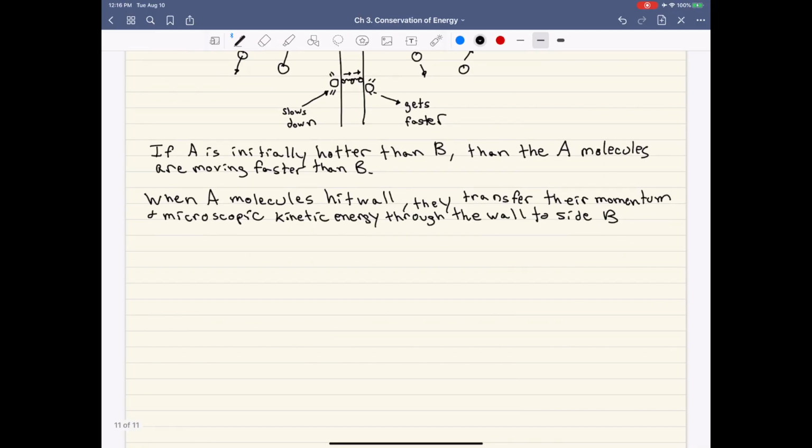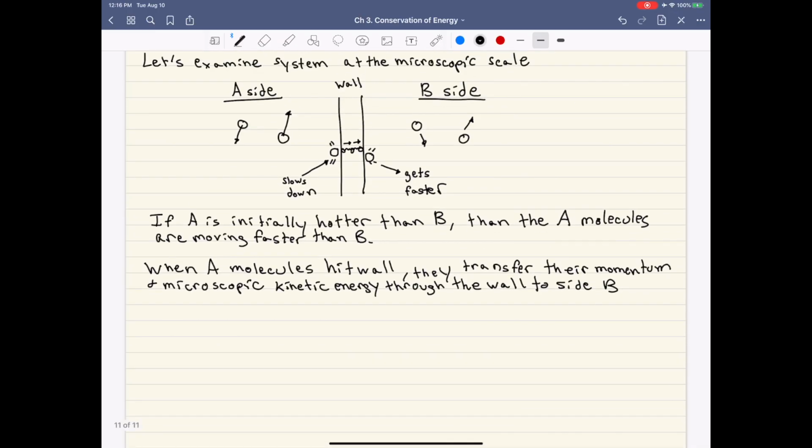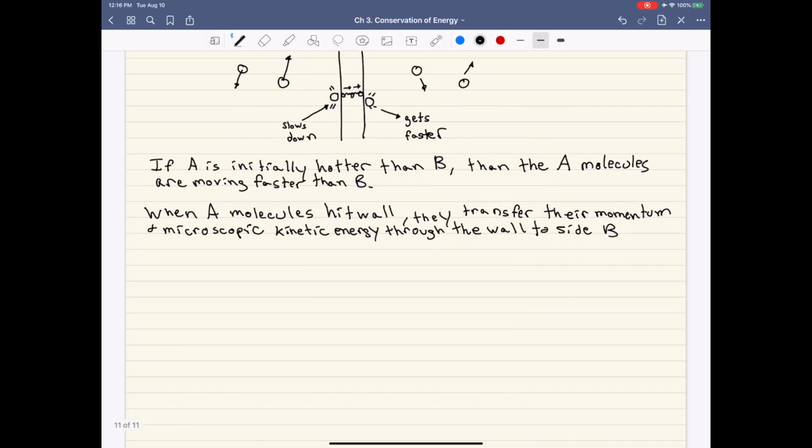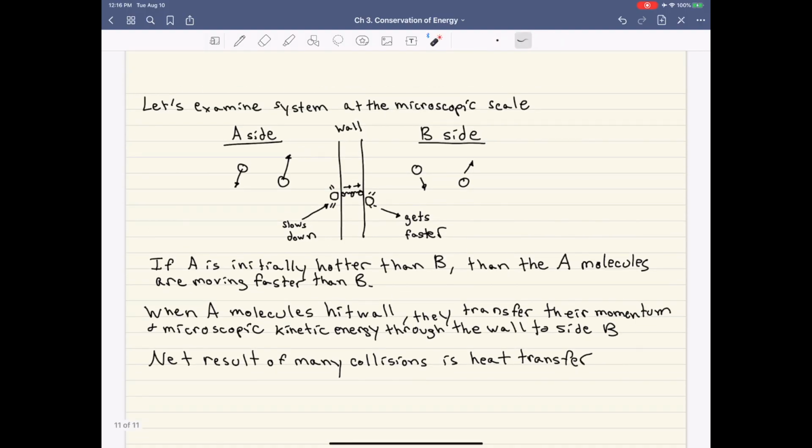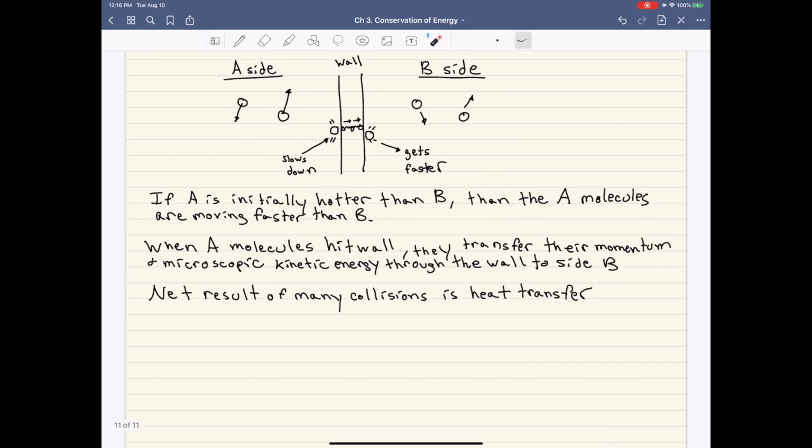And so in the end, this doesn't just happen with one or two molecules. It happens with 10 to the 23 molecules. A lot of molecules, Avogadro's number of molecules. And so a lot of these collisions are happening. And so the net result of these many collisions is basically just heat transfer. The end result of all those collisions is that side A gets colder because the molecules slow down, and side B gets hotter because the molecules start to heat up.